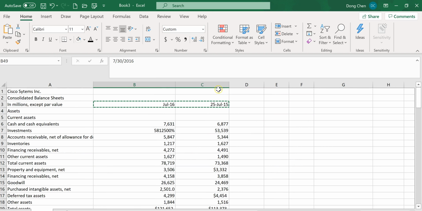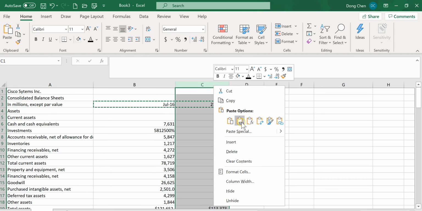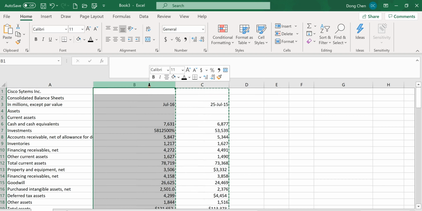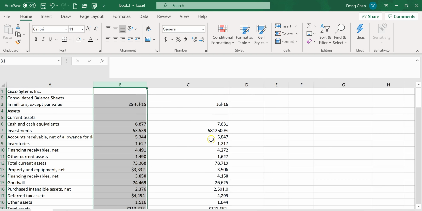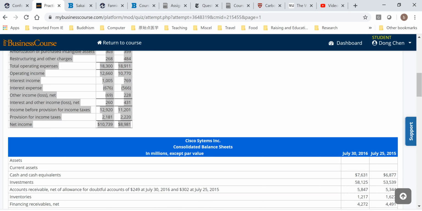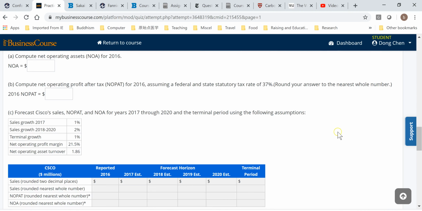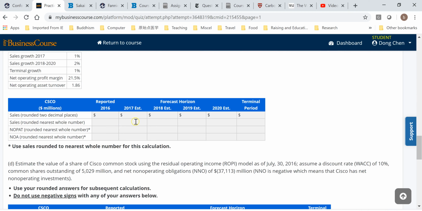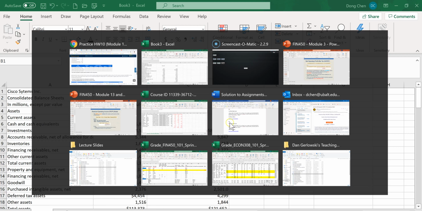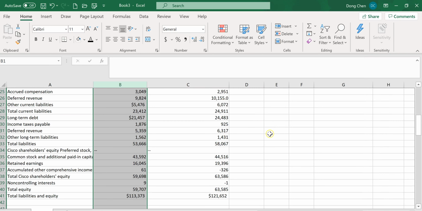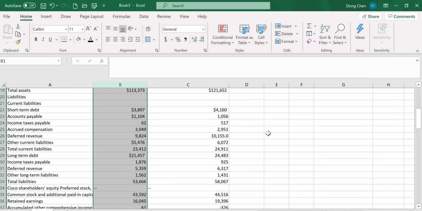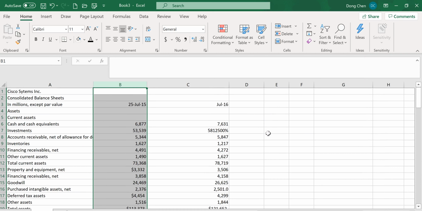And then I want to switch this to columns, so the future year is on the right. The reason I want to do that is because if you check the table here, you will find all the future years are actually on the right. So I just want to follow that order. So now I can work on the calculation of NOA.